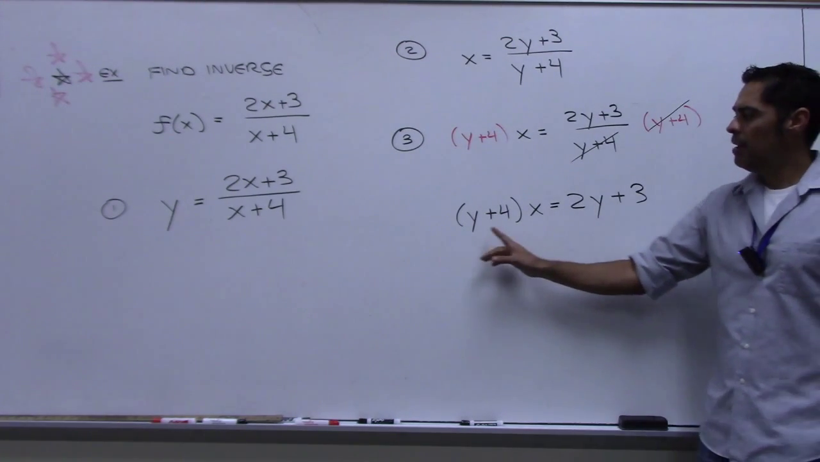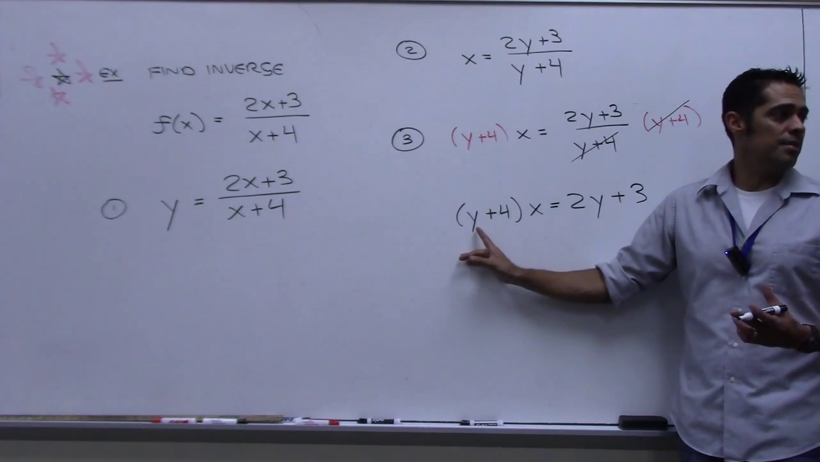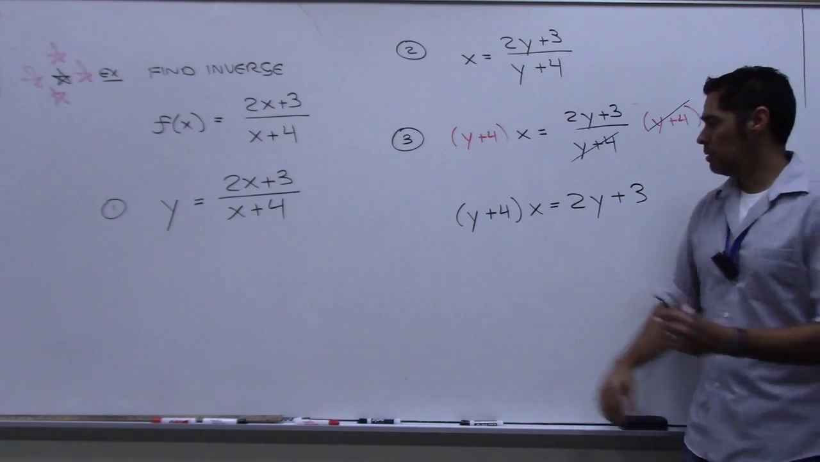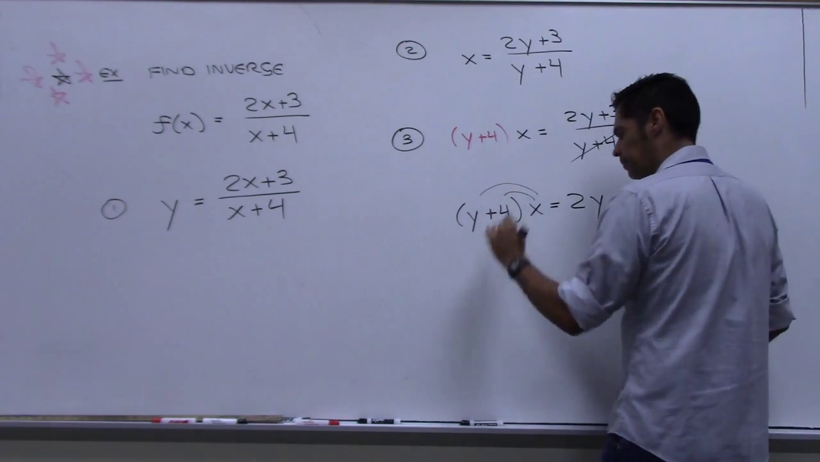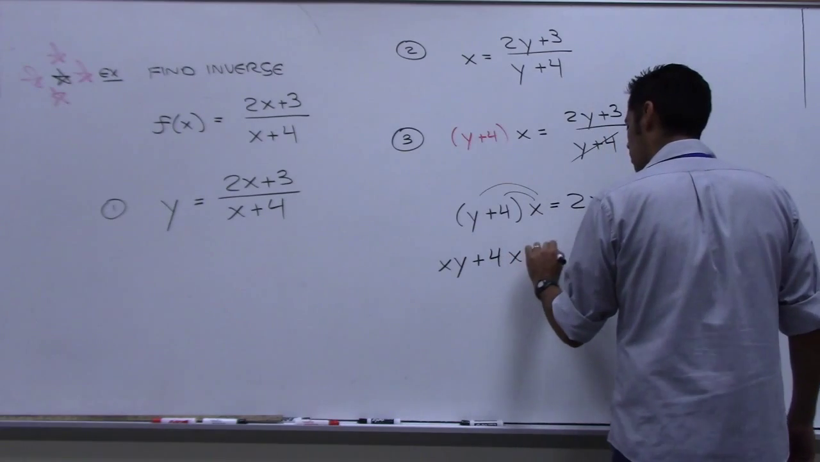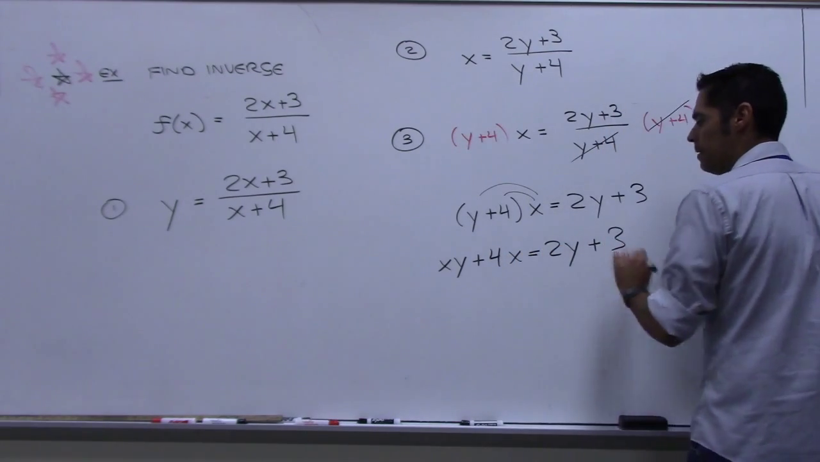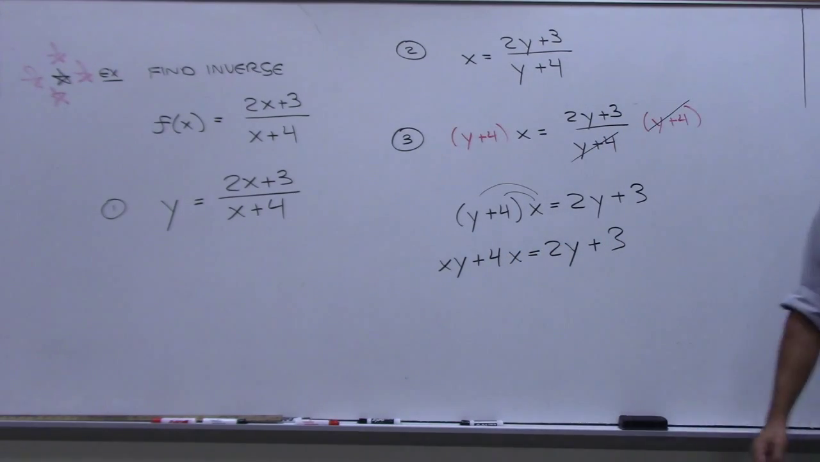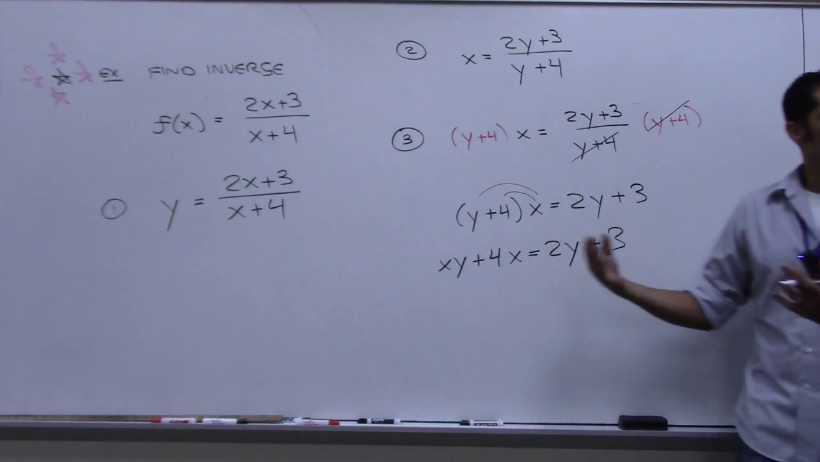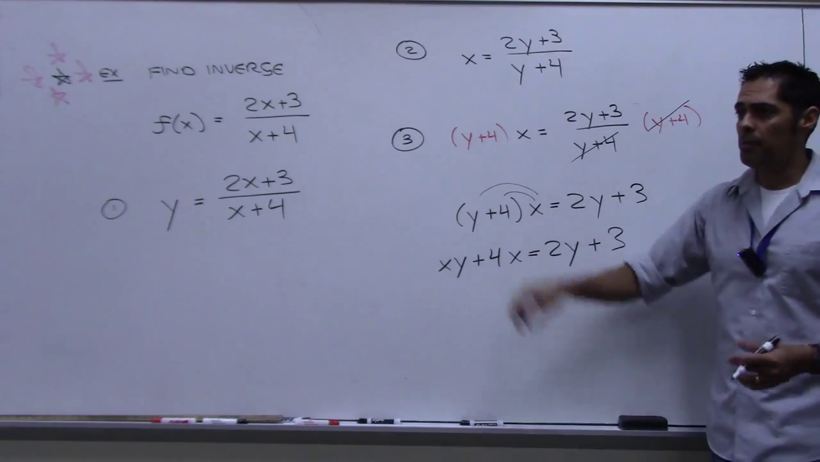What you try and do is release this y from the parentheses. So you have to multiply the x through. Okay, so multiply this x through: xy plus 4x equals 2y plus 3. Now that term that has y in it is free to move around, right? You can move it because it's been released from the parentheses.